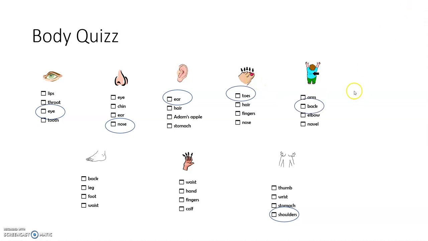Toes. This is back. What is this? Foot. This, your shoulders.